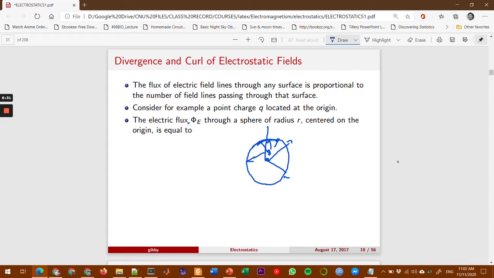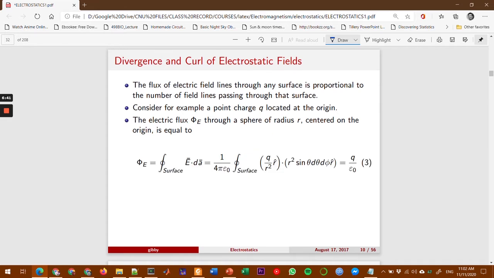Right? Flux. So just counting how many electric field lines pass through that surface area. So it's given by this. So the flux is, recall your formula for flux. Okay? It's just counting. Electric field lines, meaning electric field lines dot with your area.